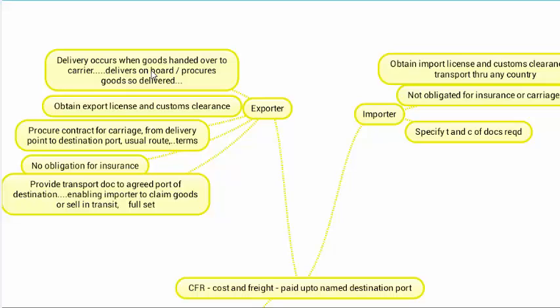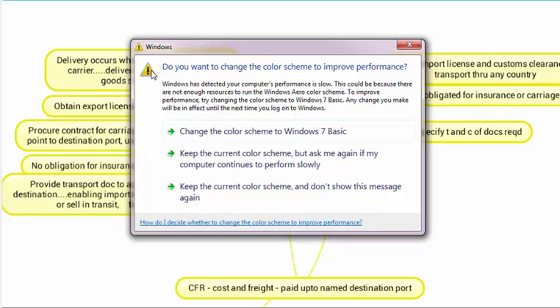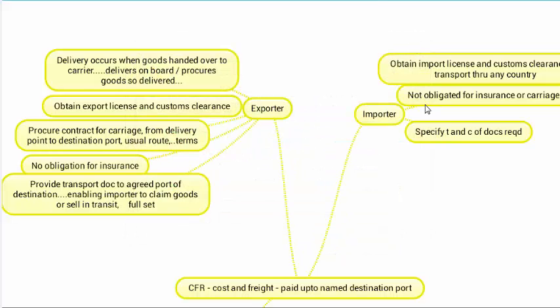While looking at the importer's responsibilities, the importer has to arrange for an import license and customs clearance for transport through any country, even in case of CFR. The importer is not obligated for insurance or carriage, and the importer has to specify the terms and conditions of the documents required. What document is required? The transport document, which will be evidencing shipment from the delivery port to the destination port and allow the importer to take possession of the goods or to transfer the goods or to sell them, etc.